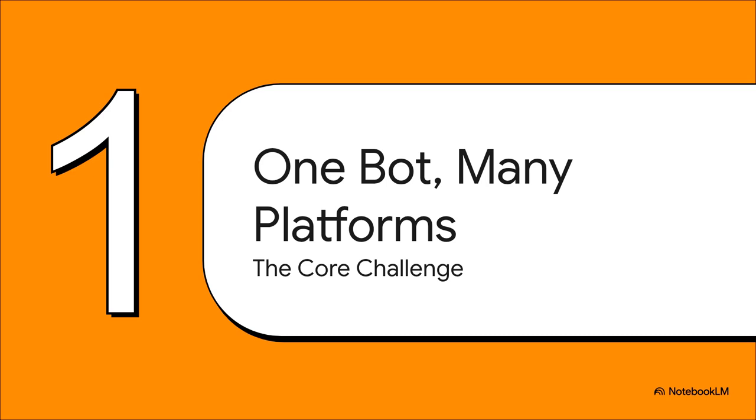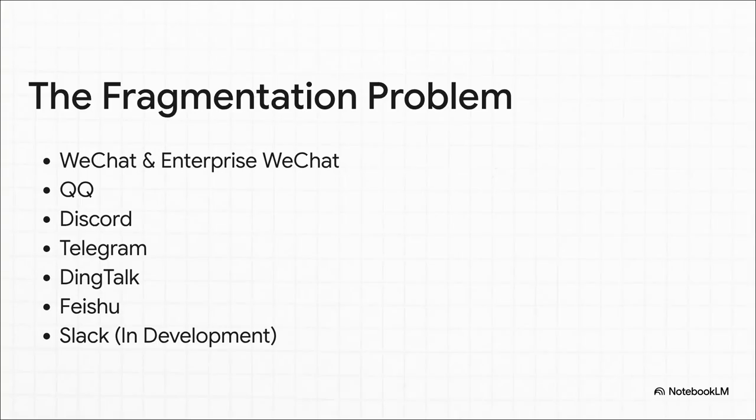And that really gets to the heart of the problem for any developer out there. It's this dream of building one bot that can live on all these different platforms. I mean, just look at this list. It is a developer's worst nightmare. Every single one of these platforms, WeChat, Discord, Slack, they all have their own unique APIs, their own rulebooks, their own special way of doing things. So what does that mean for you? It means you don't get to build one bot. Oh no. You have to build and maintain a totally separate bot for each and every platform. It's just a massive headache of doing the same work over and over again.